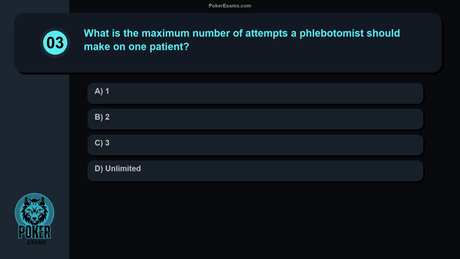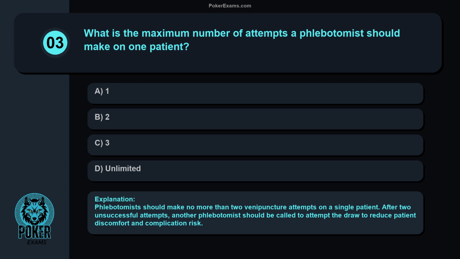Question 3. What is the maximum number of attempts a phlebotomist should make on one patient? 1, 2, 3, unlimited. Phlebotomists should make no more than 2 venipuncture attempts on a single patient. After 2 unsuccessful attempts, another phlebotomist should be called to attempt the draw to reduce patient discomfort and complication risk.